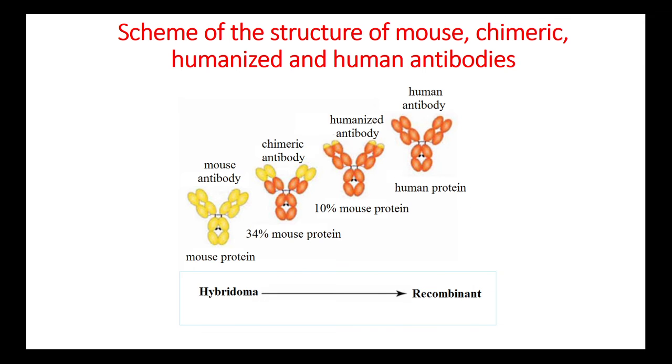And here you can look at this evolution. This is a scheme of the structure of mouse, chimeric, humanized, and human antibody. Here are full mouse proteins, and we speak about mouse antibody hybridoma, which was fused with myeloma cells. This has only 34% mouse proteins, and this is a chimeric antibody. This has only 10% mouse proteins, so this is a humanized antibody. And here are full human proteins, so it is a recombinant human antibody.